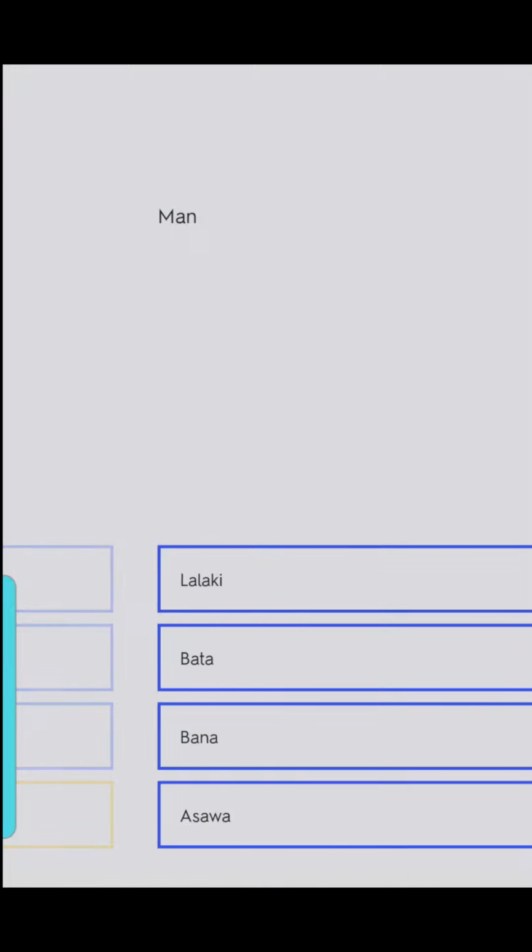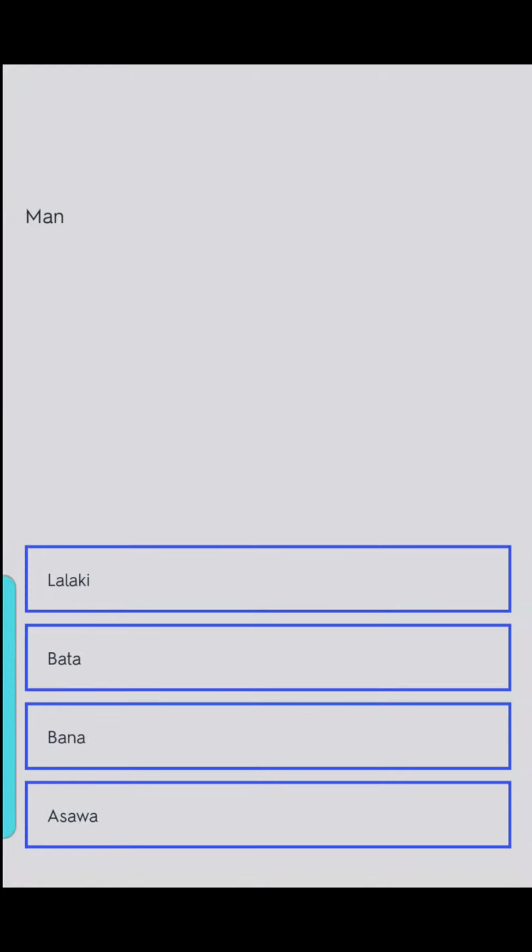Let's have more tests. Woman. So let's choose which one is the correct answer among these 4. So woman is babae. Next one is man. Our choices here are lalaki, bata, bana, and asawa. The correct answer is lalaki.